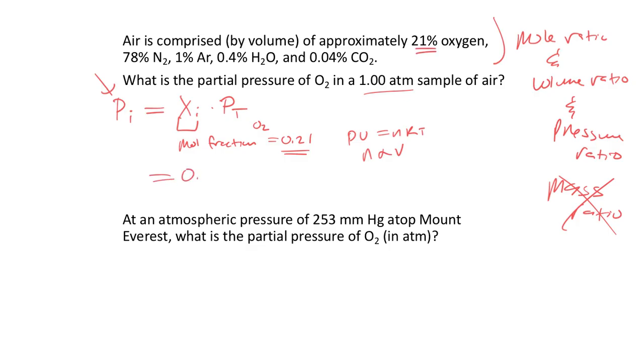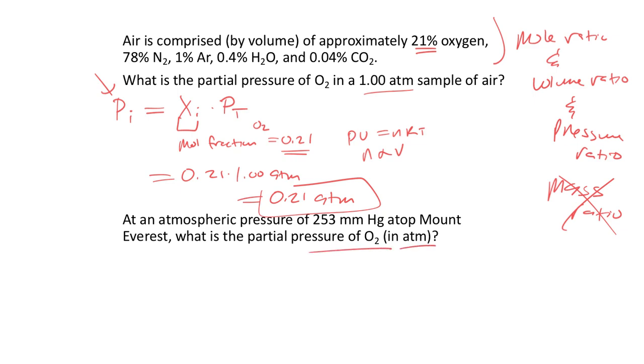And so I'm then multiplying that by 1.0 ATM. So the partial pressure of oxygen in air is about 0.21 atm, nitrogen 0.78 atm, argon about 0.01 atm, water vapor 0.004 atm, etc. So the partial pressures are just the mole fractions times the total pressure. Now if we had some other pressure, like an atmospheric pressure of 253 millimeters of mercury, I guess that's a typical pressure on Mount Everest, then what's the partial pressure of oxygen?